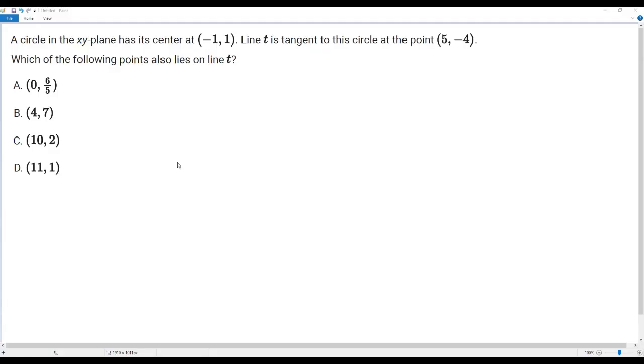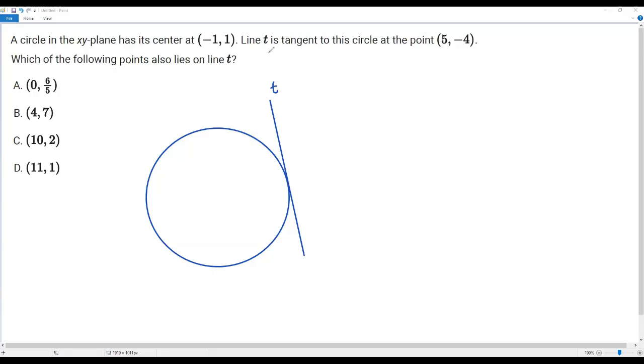Okay, first let me draw a circle and also a tangent line. So the circle has been drawn, and now let me draw the tangent line to this circle. Okay, I've drawn the line T, which is tangent to the circle at the point (5, -4). That is, the point of tangency is (5, -4).